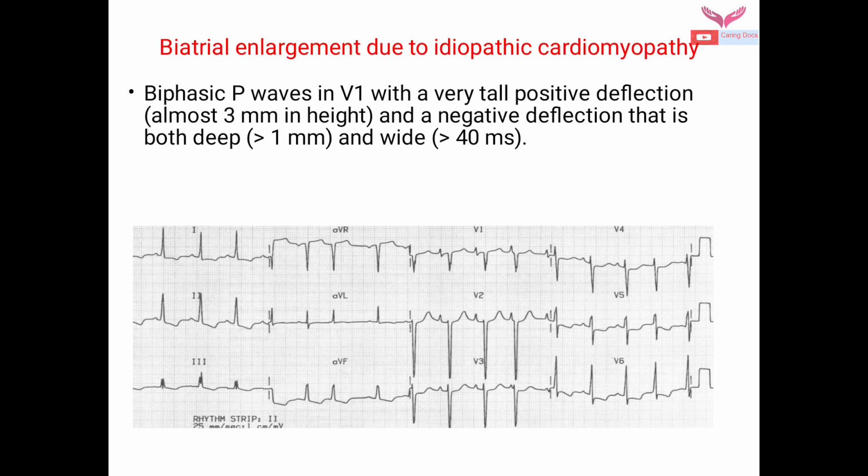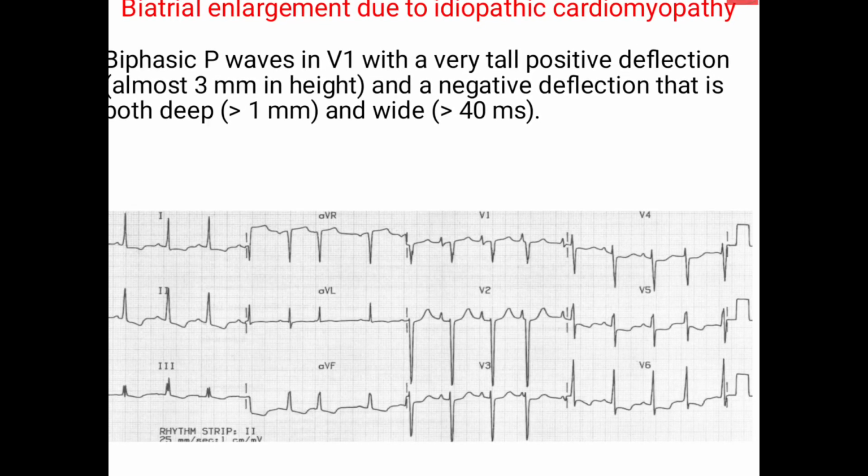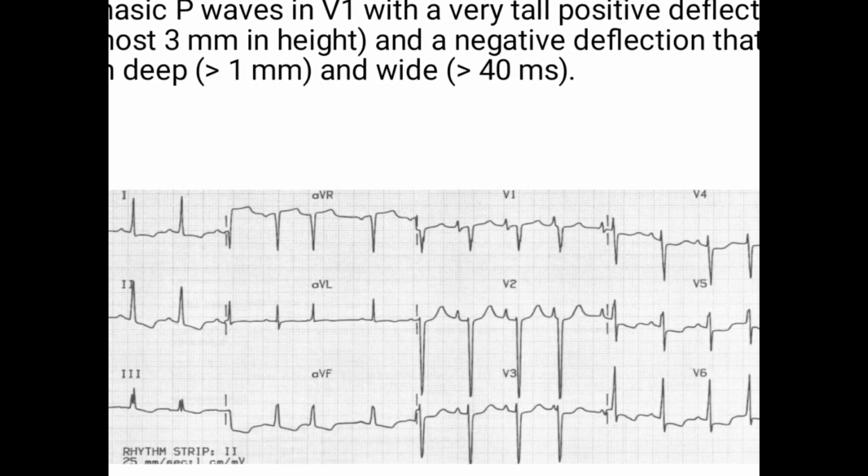This is another example of biatrial enlargement due to idiopathic cardiomyopathy. Here we can see a biphasic P wave in V1 with a very tall positive deflection, almost 3 mm in height, and a negative deflection that is both deep and wide. I am zooming it.